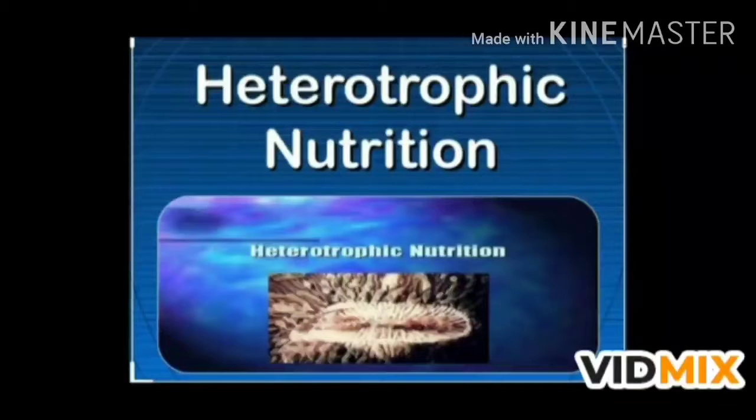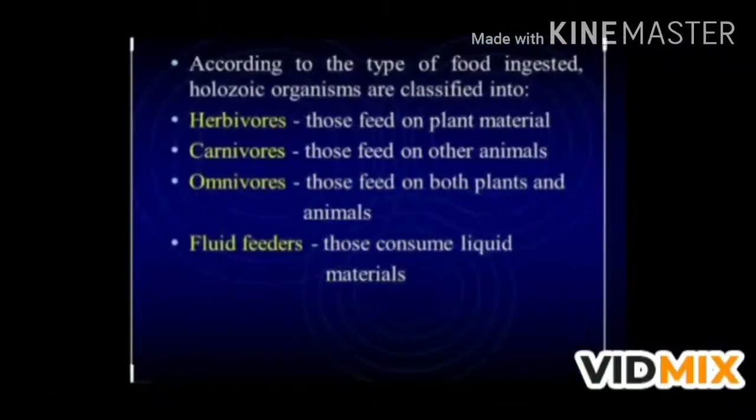Animals and humans do not make their food. They eat the food prepared by plants or eat the flesh of smaller animals. Therefore, all animals and humans are heterotrophs. Depending upon the food they eat, heterotrophs can be divided into the following three types. First is herbivores. Second is carnivores and third is omnivores.